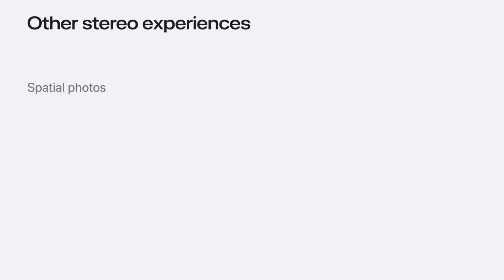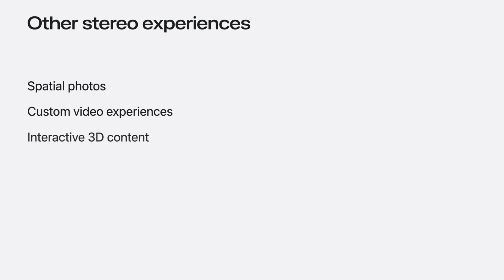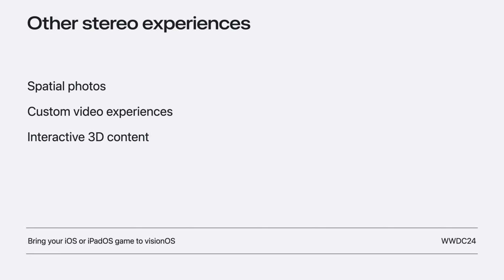There's also spatial photos, which use the same portal and immersive presentations as spatial video, custom video experiences that you can build with APIs in AV Foundation and RealityKit, and the same way photos and videos are enhanced with stereoscopy, real-time 3D content can also look amazing in stereo, especially when that content is interactive. For more details on how to achieve that, check out the video, Bring Your iOS or iPadOS Game to visionOS.